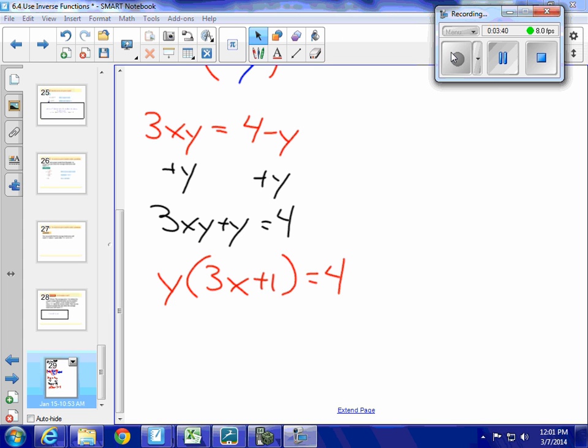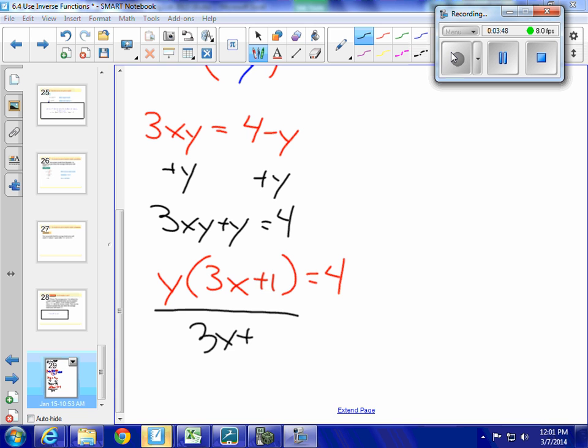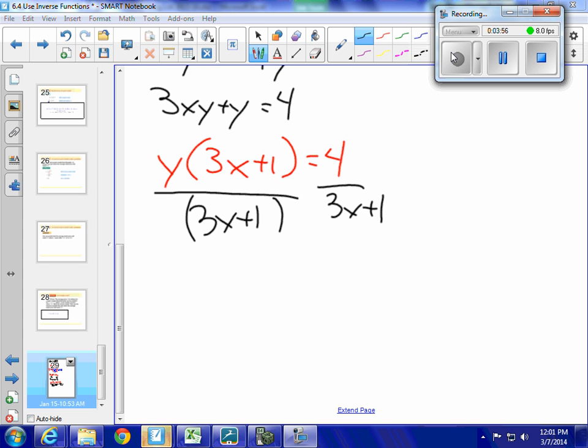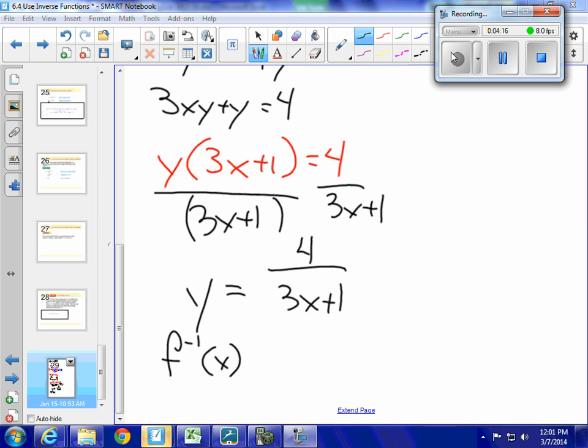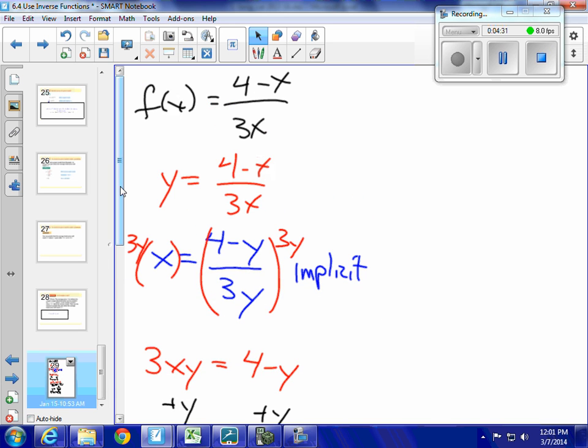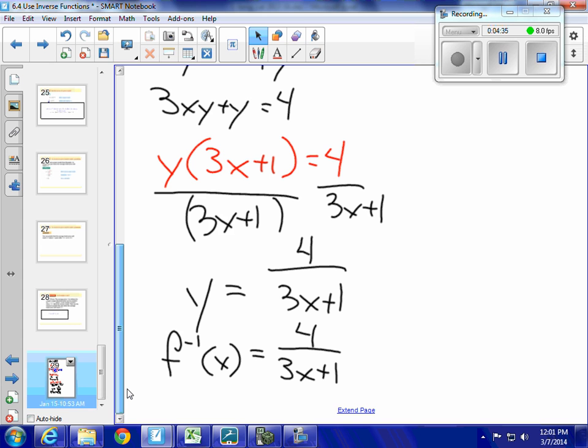Because once I do that, I'm in pretty good shape. Because now I can divide both sides of this equation by 3x plus 1. And what do I have all by itself on the left-hand side? y. So y equals 4 divided by (3x plus 1). And then my final step, which, again, nobody's allowed to miss any points on, is to change my y into f inverse of x is equal to 4 over (3x plus 1). Okay. So I've gone from function, just followed the steps, did the little algebra trick, to inverse.